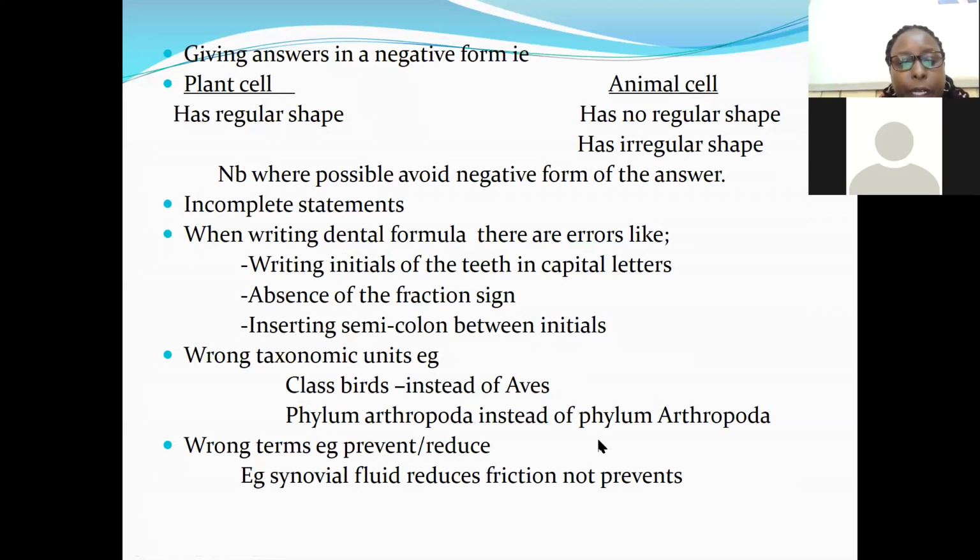Then another issue we have come across is when students give wrong taxonomic units, for example for birds, they give it as class birds instead of Aves, and class fish for the fish, instead of Pisces. That also does not score. When you're writing these scientific words and you start them with a small letter, that also does not score.